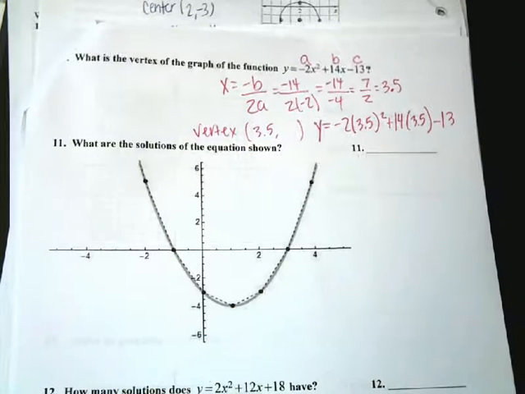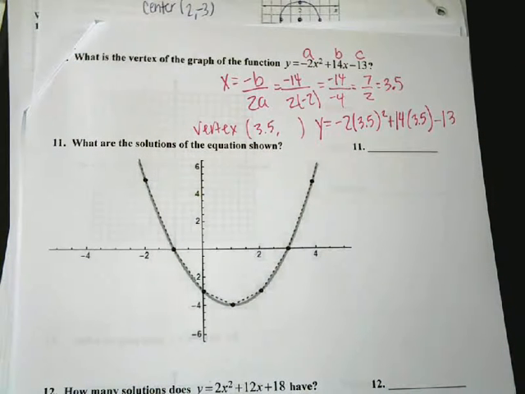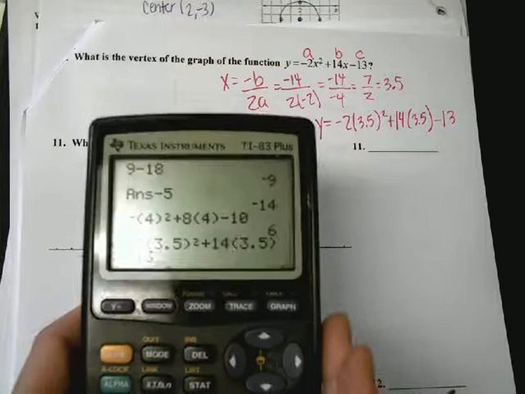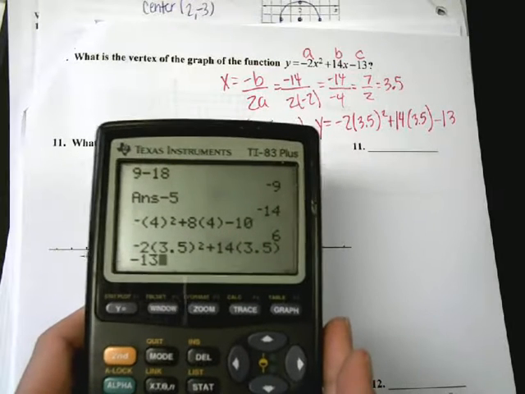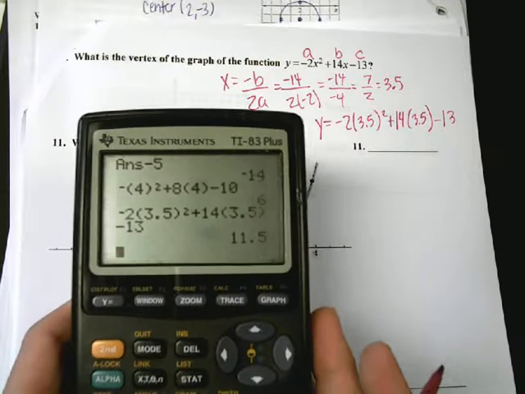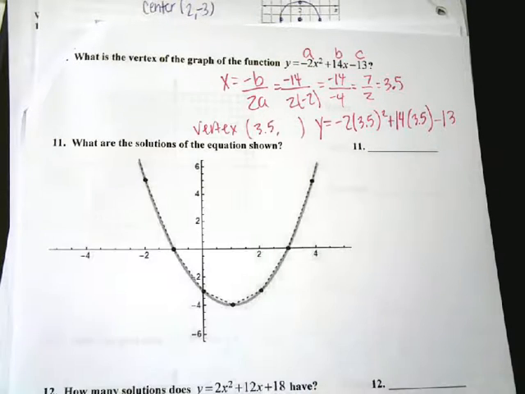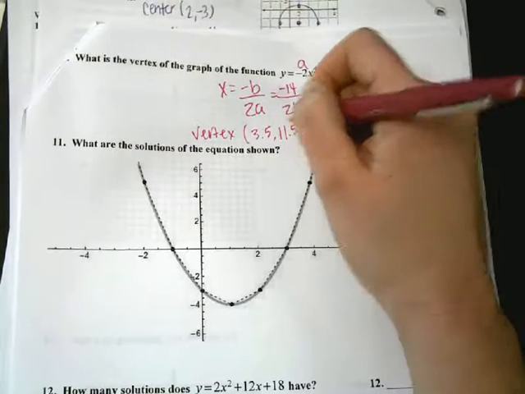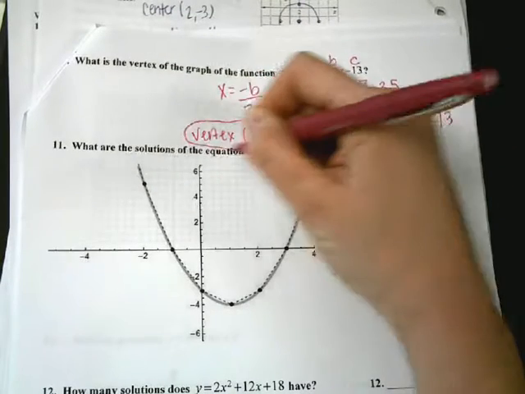And I'm going to plug that into my calculator just like that. It's not pretty, but if you can see my calculator, that's what it looks like. You hit enter, you get 11.5. So your vertex here is 3.5 comma 11.5.